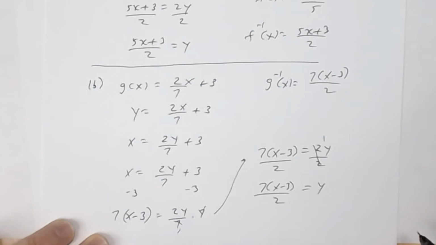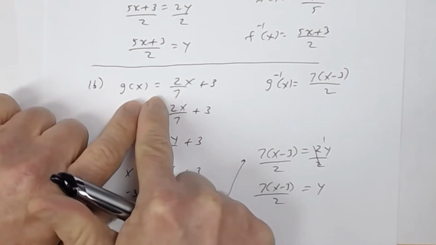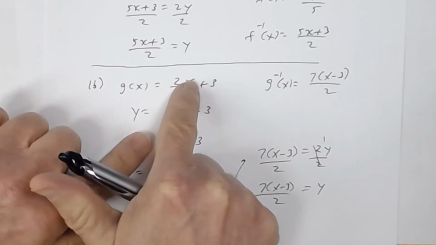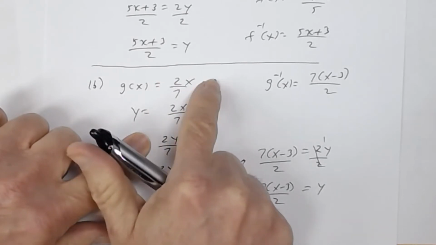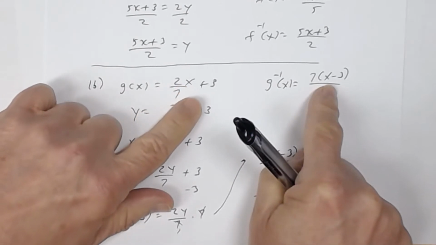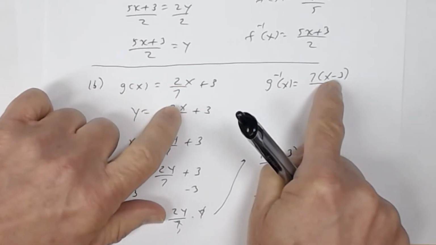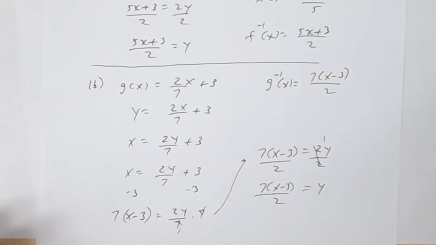Okay, so it kind of makes sense because remember, here's my function. My function g takes the value of x, multiplies it by 2, then divides by 7, then adds 3. The inverse does the opposite. So it takes the value of x, subtracts 3, then multiplies it by 7, and then divides by 2. Okay, so that was 1b. Okay, so let's look at 2.